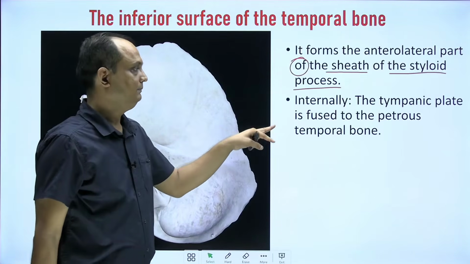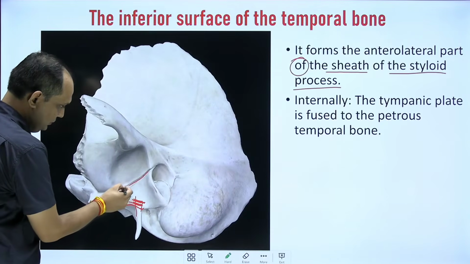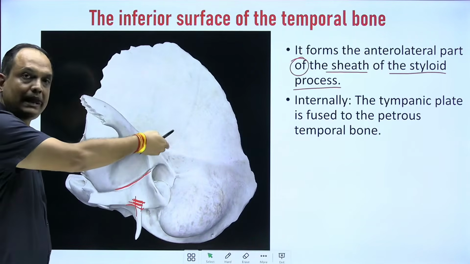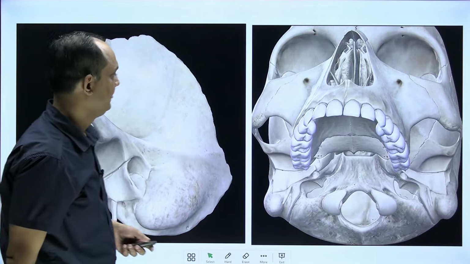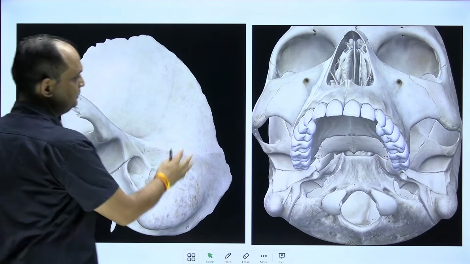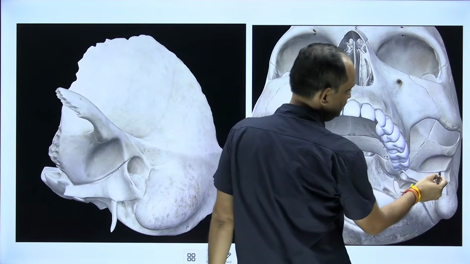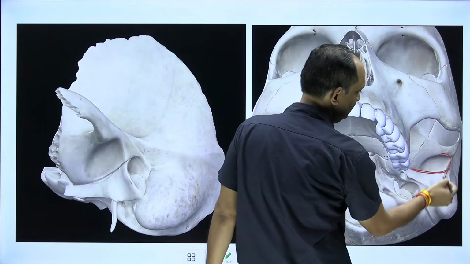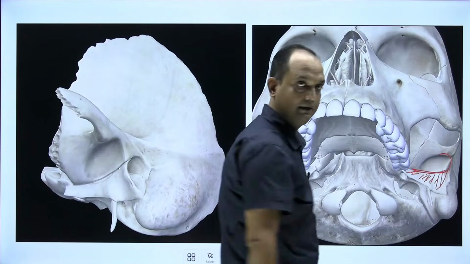Internally, the tympanic plate fuses with the petrous part. If you see this fissure which I just told you about, through this fissure this curved area goes deep and merges with the petrous part of the temporal bone. So if you put this bone in the norma basalis, you can understand that this is the fissure I am talking about. This fissure divides the mandibular fossa into two parts, and the posterior part of the mandibular fossa is formed by the tympanic plate. Clear?